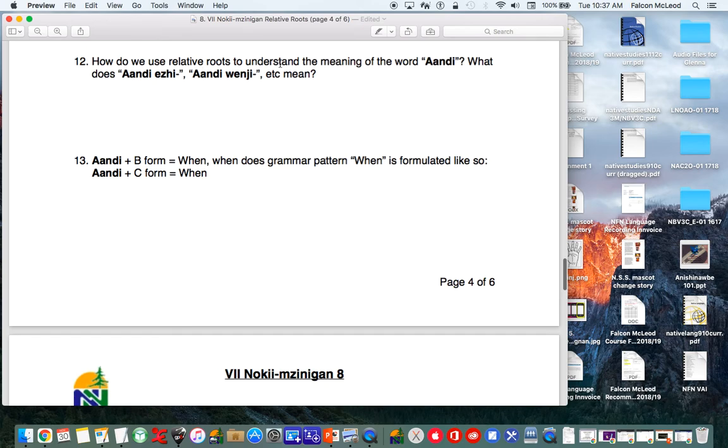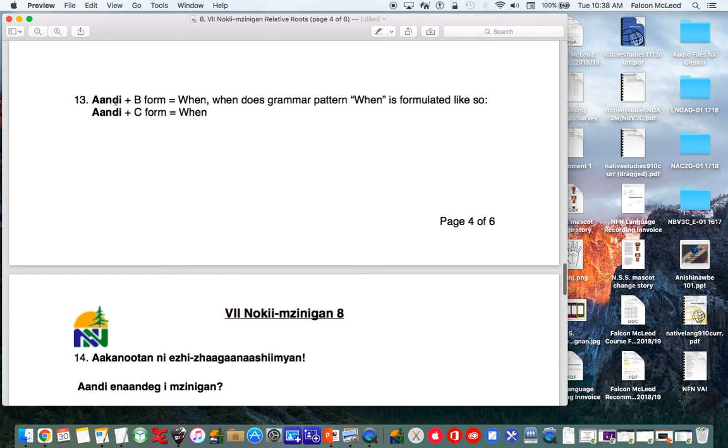So how do we use relative roots to understand the meaning of the word Aandi? So remember when we went over Aandi plus all of its variations. Aandi plus B form means when. So how is the grammar pattern for when formulated? Aandi plus C form means when. So what would make it turn into C form?